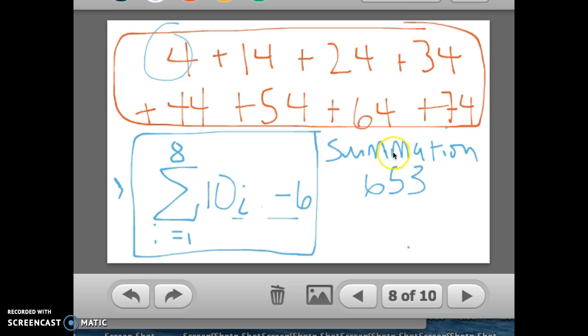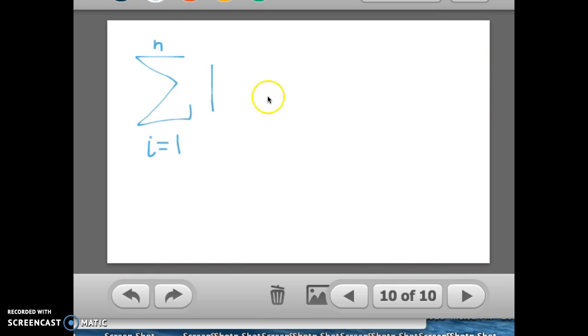Now, let's look at a couple of formulas that we use in summation notation. The first formula is for the sum of n ones, basically, because our expression doesn't have a variable in it, it's just one. So we're saying 1 plus 1 plus 1 plus 1 plus 1, n times. Well, that's n. That's easy, right?